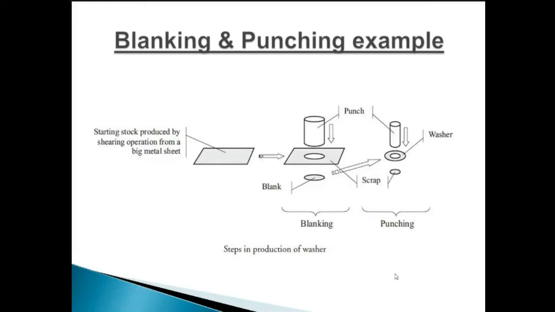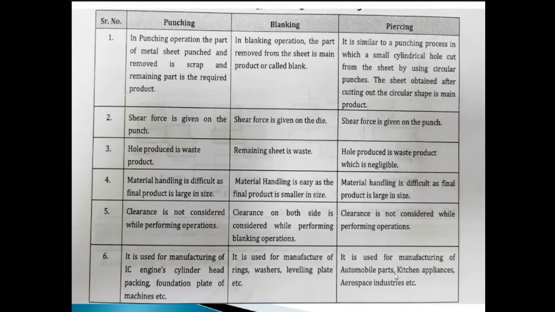Now we are seeing the difference between punching, blanking and piercing. This difference is already given in your books. We have to take it from there. In the punching operation, parts of the metal sheet are punched out and removed as scrap, and the remaining part is the required product. In the blanking operation, the part removed from the sheet is the main product, called the blank. Piercing is similar to the punching process, in which a small cylindrical hole is cut from the sheet by using circular punches. The sheet obtained after cutting out the circular shape is the main product.